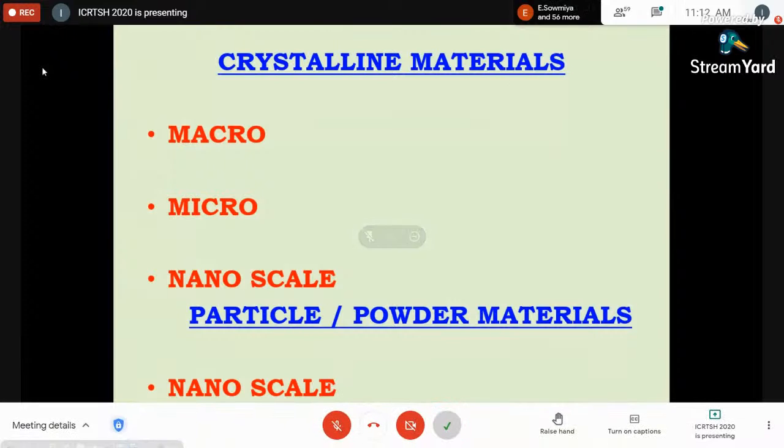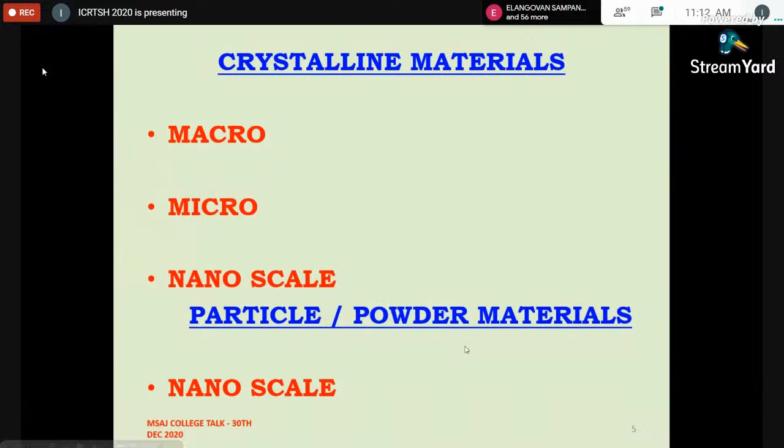So that is, nano powders or nanomaterials we get directly. They are direct nanometer scale. Here we are converting the macro into nanoscale in the crystalline material. Next slide, please.